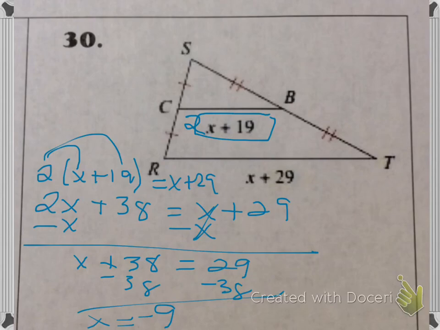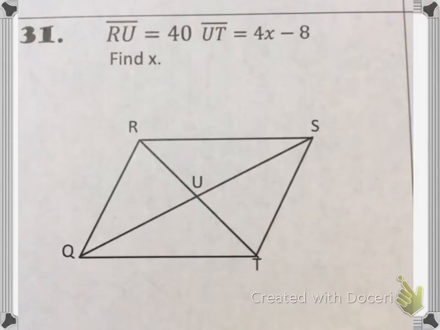All right, couple more problems and we're done here. 31, it says RU equals 40. So from R to U equals 40. And UT equals 4x minus 8. And it says solve for x.